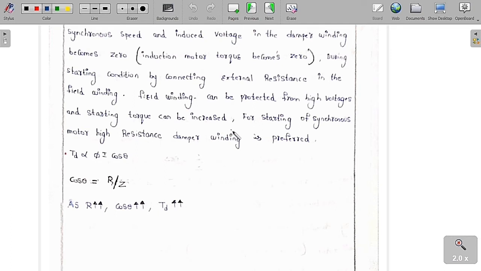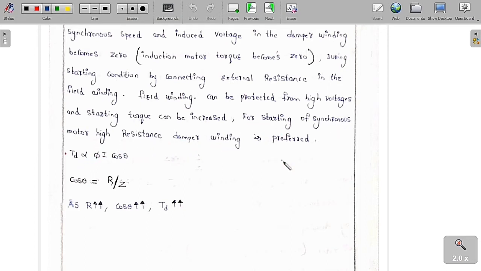In the induction motor, I have already told you the starting torque is directly proportional to the resistance of the rotor. As the rotor resistance increases, the starting torque increases. So we prefer to use as much resistance as possible to produce the most starting torque. So therefore, the synchronous motor can rotate. For starting a synchronous motor, a high resistance damper winding is also preferred.